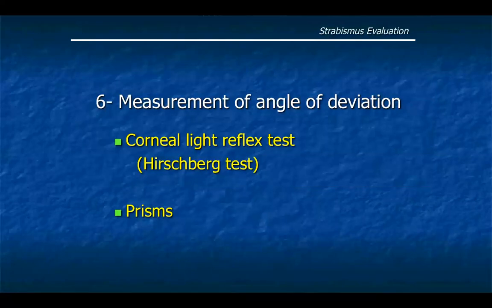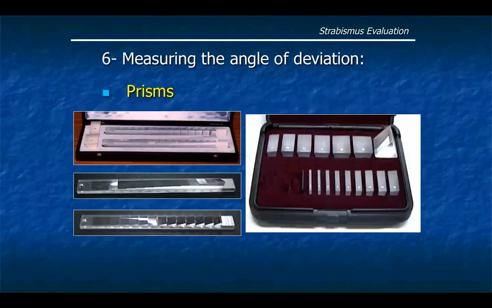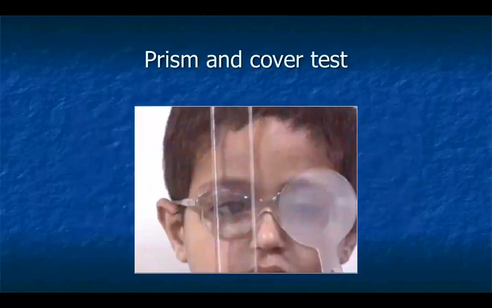But the more accurate method is using prisms to measure an ocular deviation. These are the prisms used, and we use them to measure the ocular deviation to determine the amount of surgery to be performed.